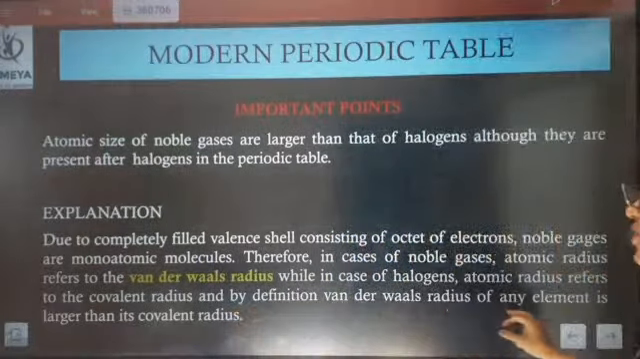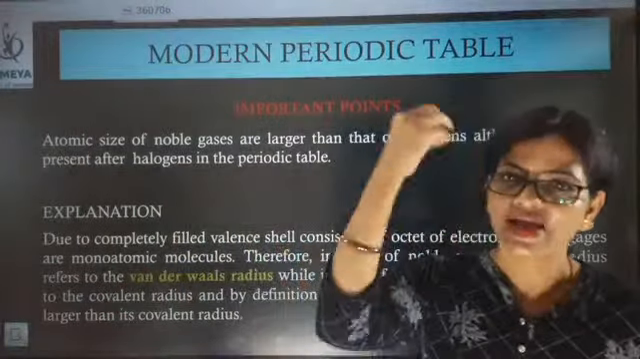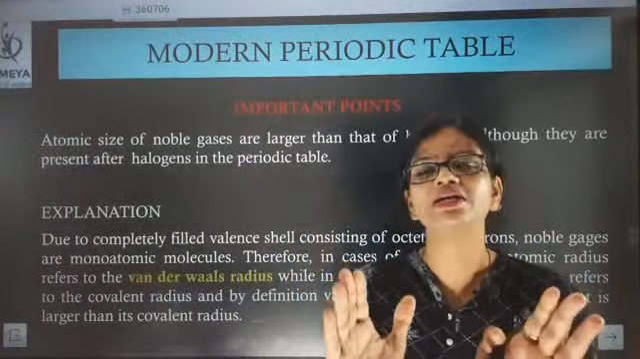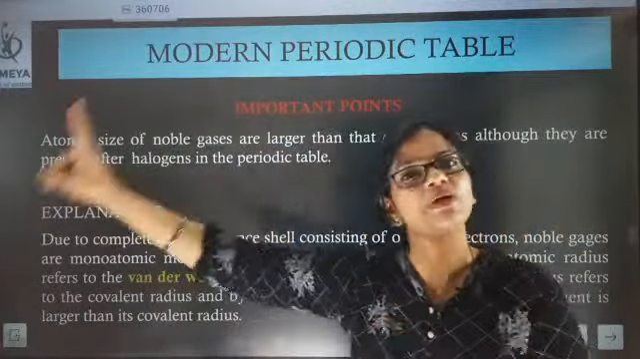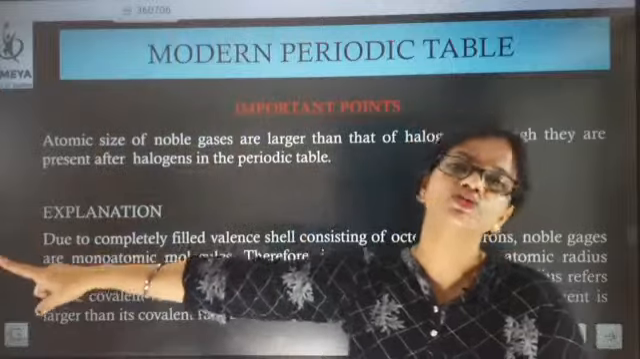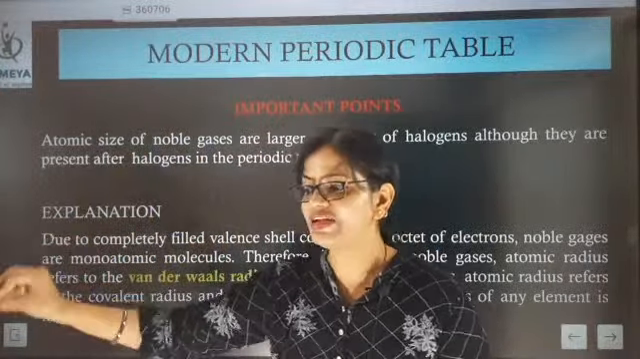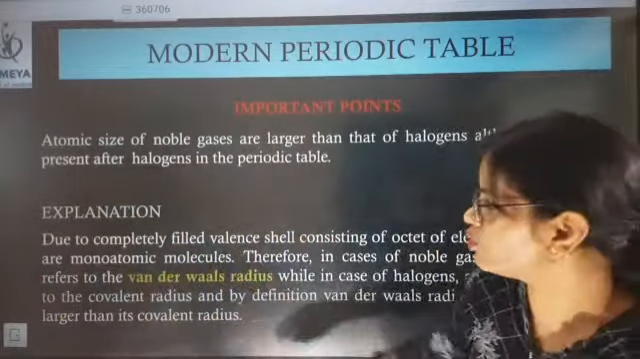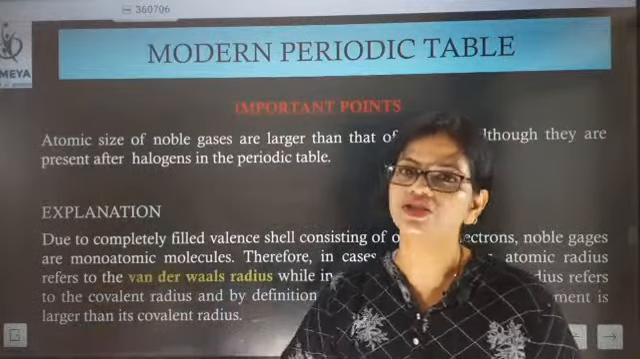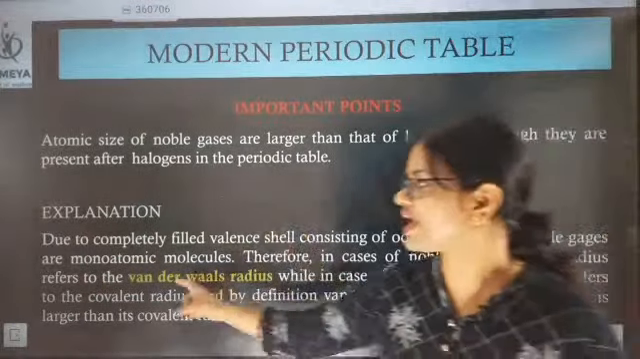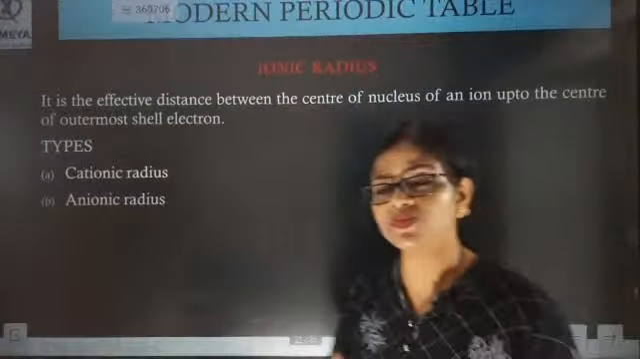By definition, the van der Waals radius of any element will be larger compared to its covalent radius or metallic radius. So it will be comparatively more. This is the explanation. When I ask this question, or CBSE asks this question, you are going to write the answer with appropriate underlining. That's why along with the question I have given the explanation also.